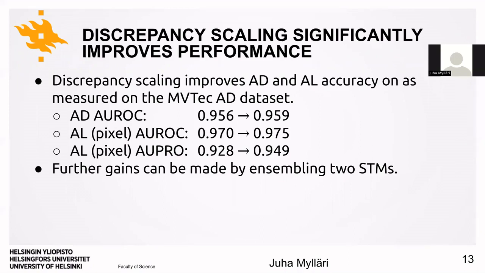STFPMs are small and fast models, and discrepancy scaling only adds a very small computational overhead, about 1% or so. So why not try ensembling a couple of STFPMs? Indeed, if you ensemble two STFPMs without discrepancy scaling, you make some gains in accuracy. But if you ensemble two STFPMs with discrepancy scaling, the gains are larger. For details, please refer to the paper.